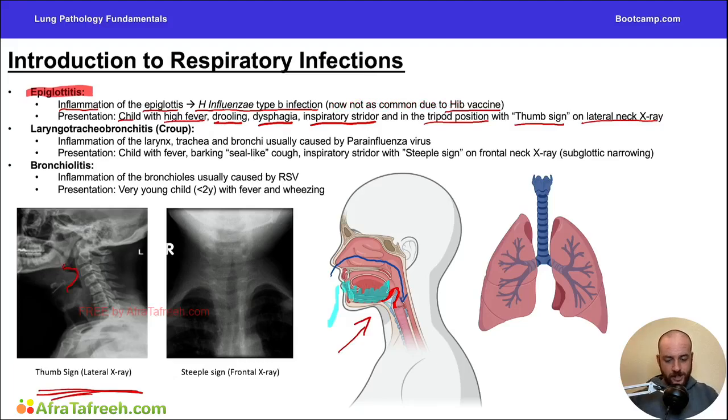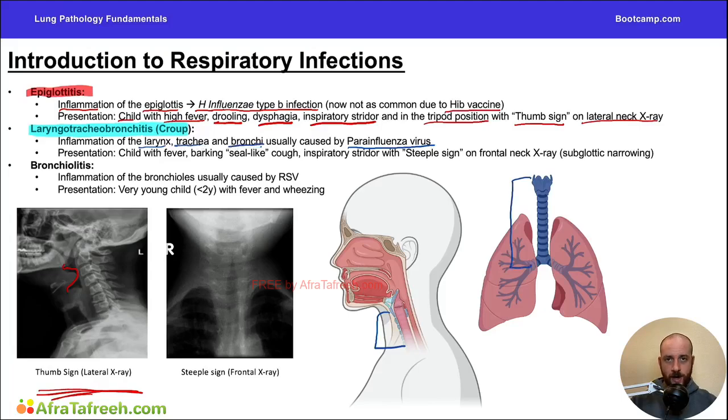Okay, the next condition that we're going to talk about is laryngotracheobronchitis, also called croup. Also, as the name suggests, it's the inflammation of the larynx, the trachea, and the bronchi, and it's usually caused by the para-influenza virus. Laryngotracheobronchitis mainly affects the subglottic area right here, and the trachea and the bronchi right here.